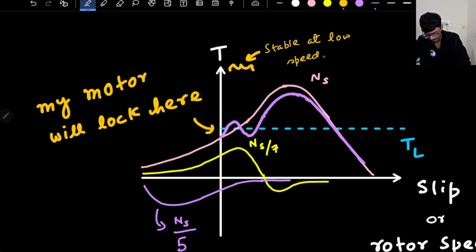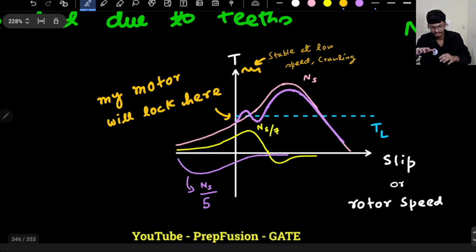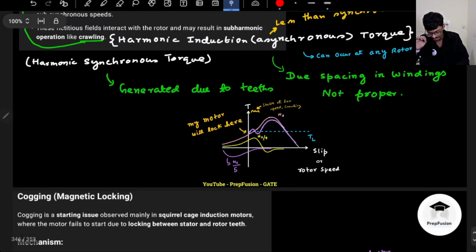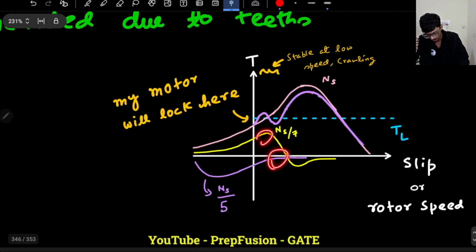Basically it is crawling. This phenomenon is known as crawling. Crawling means it is stuck in this slow region, like any animal crawls, or like we crawl. It is not reaching full speed. So due to harmonics, this is the problem that can arise. If these harmonics were not present, this would have been the stable point and my motor would have settled there. But the harmonics pull the rotor to these points.